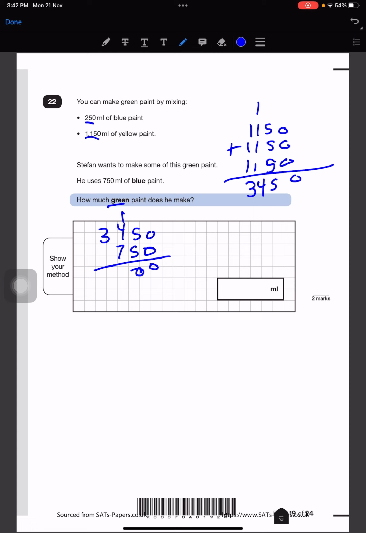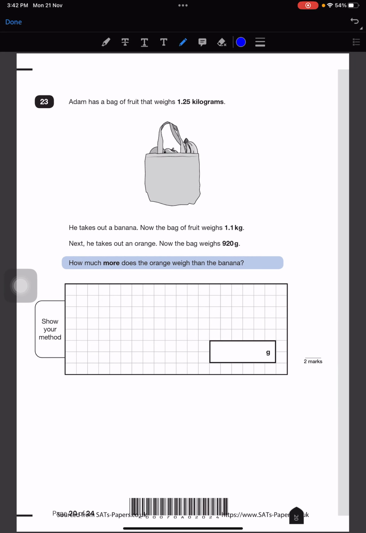10, so 7, 8, 9, 10, 11, 12, and this will be 4. 4, 2, 0, 0. There we go. Let me just write my 4 a little bit properly. Done.